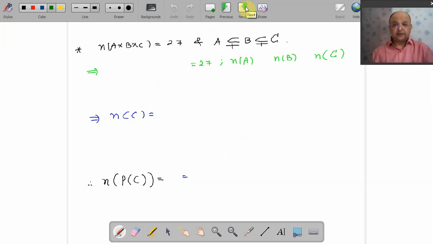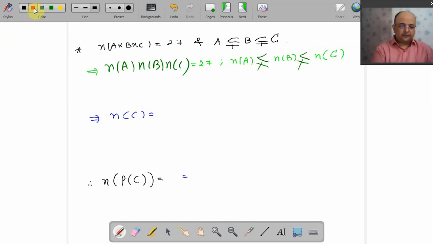n of A cross B cross C is n of A times n of B times n of C. A is strictly a subset of B, which is strictly a subset of C. So n of A is strictly less than n of B, which is strictly less than n of C. You are left with only one possibility.